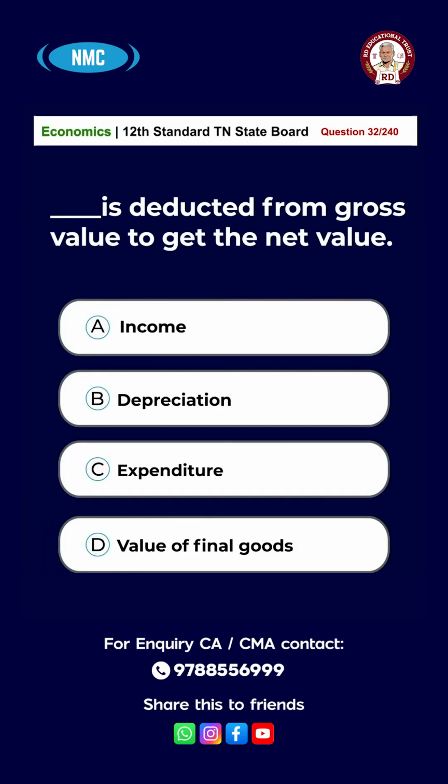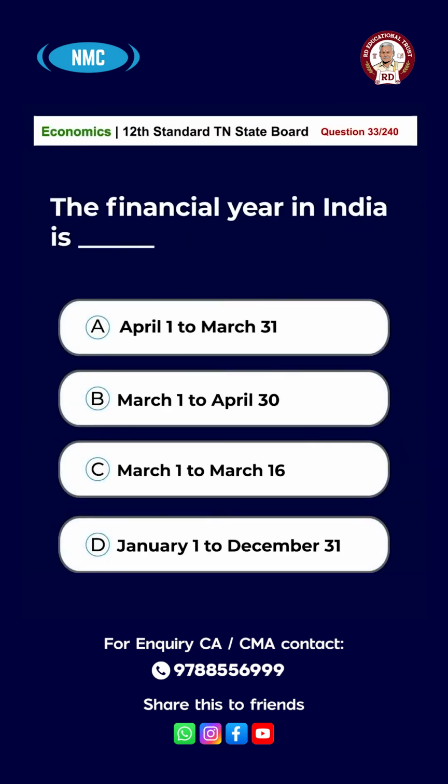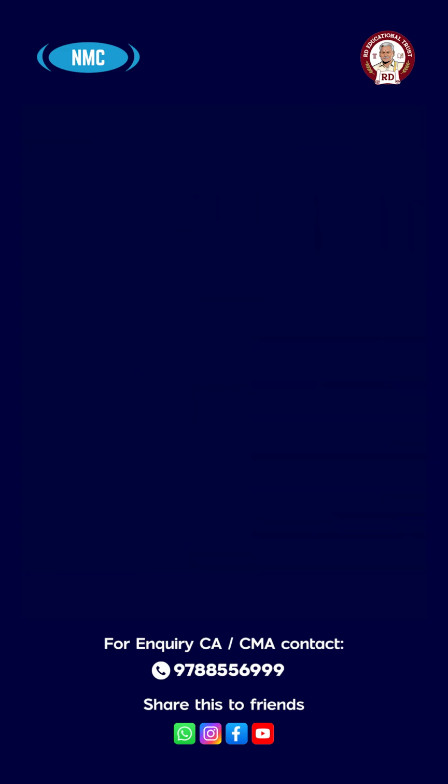Question number 32. Dash is deducted from gross value to get the net value. A. Income. B. Depreciation. C. Expenditure. D. Value of final goods. The answer is option B. Depreciation. Question number 33. The financial year in India is A. April 1 to March 31. B. March 1 to April 30. C. March 1 to March 16. D. Jan 1 to December 31. The answer is option A. April 1 to March 31.